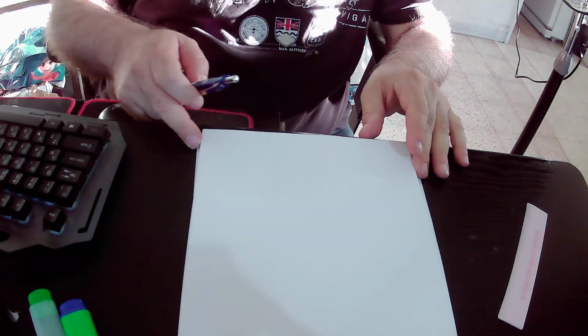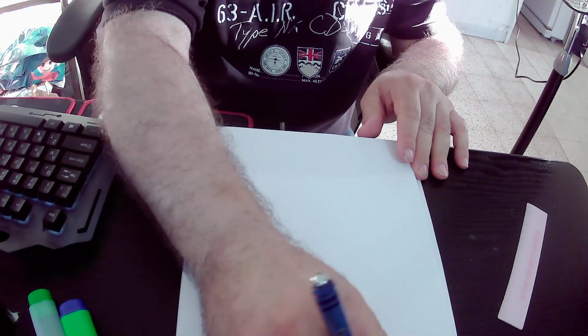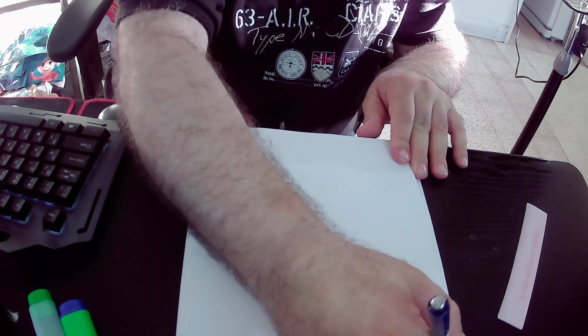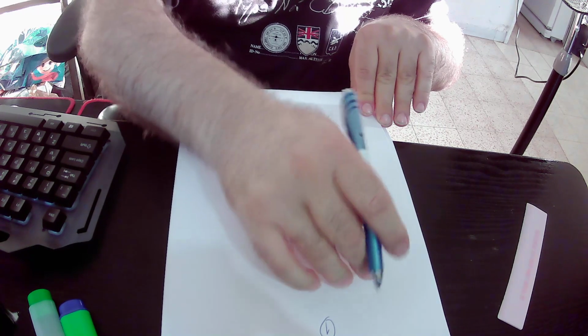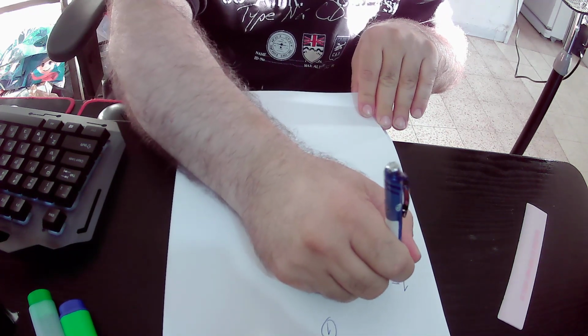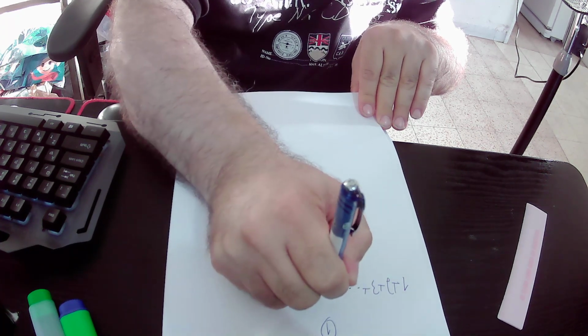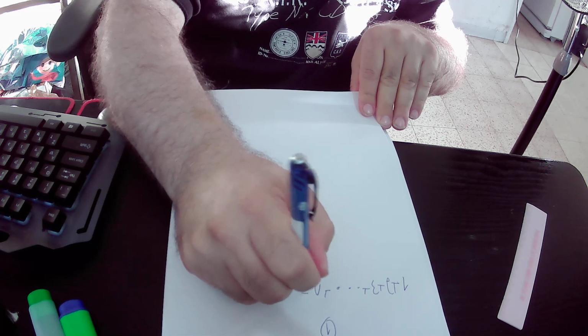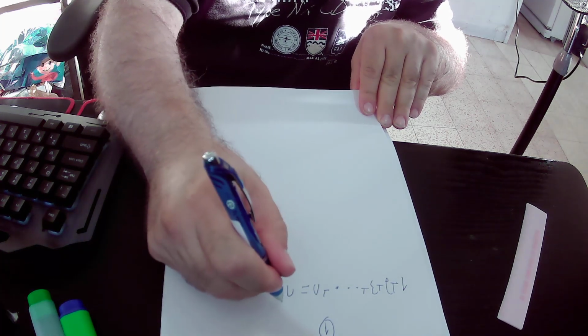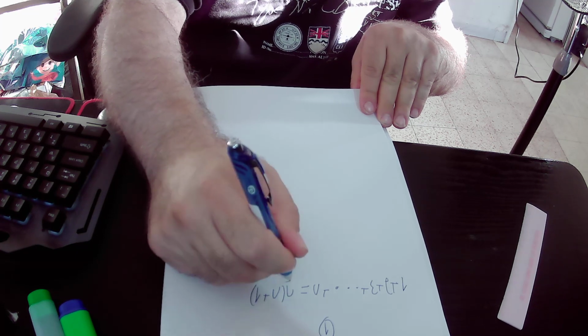Okay, so in order to clarify the issue, I will give you 2 examples. We will start with the first example, that is 1 plus 2 plus 3 plus ... plus n equals n times n plus 1, all divided by 2.